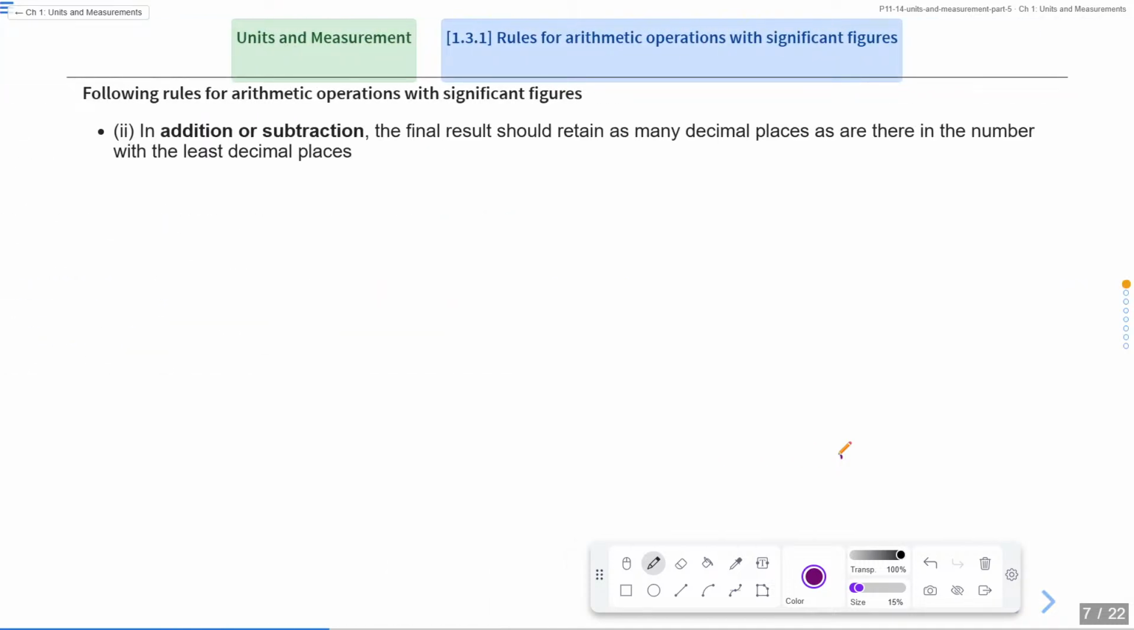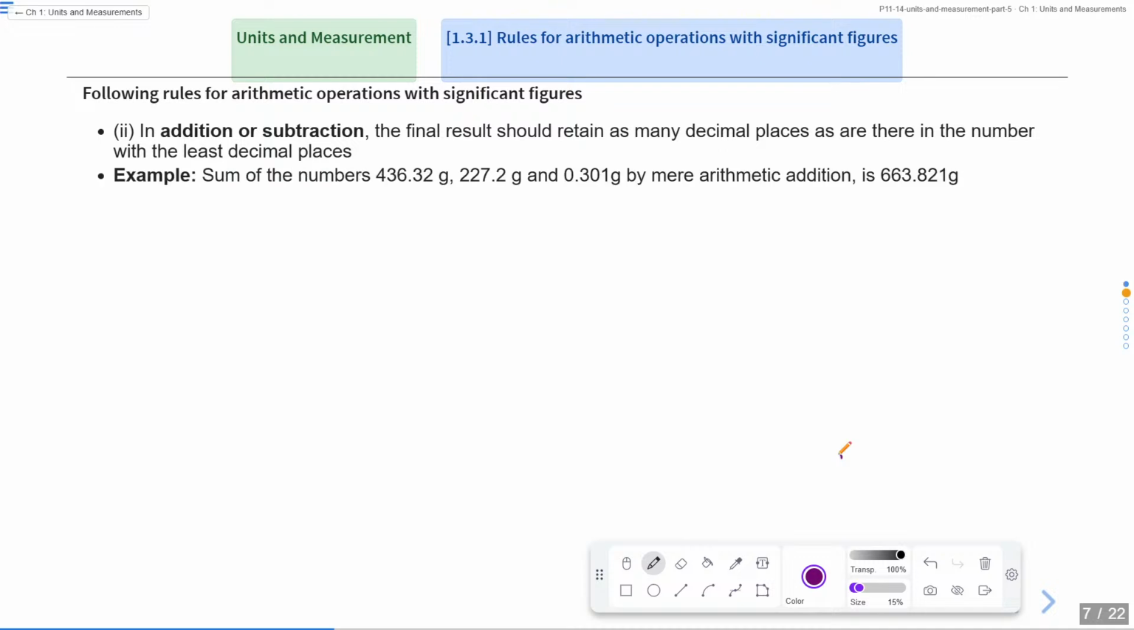Now, the next rule is for addition or subtraction. The rule is the same for addition and subtraction. The final result should retain as many decimal places as there are in the number with the least decimal places. Example, the sum of the numbers 436.32, 227.2 and 0.301 gram, by arithmetic addition, will give you this answer.